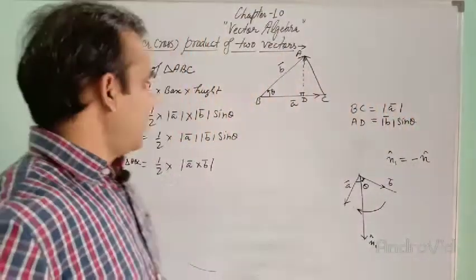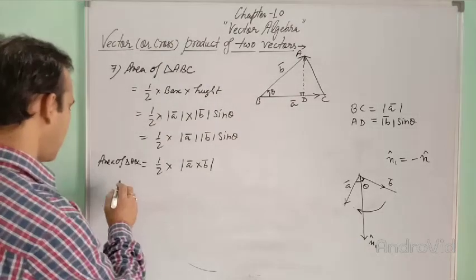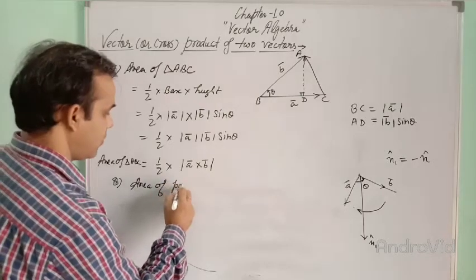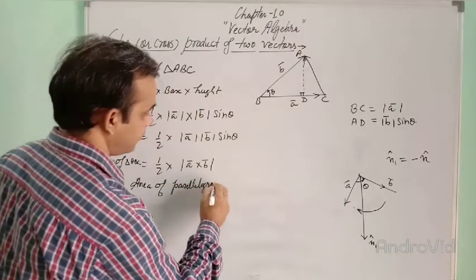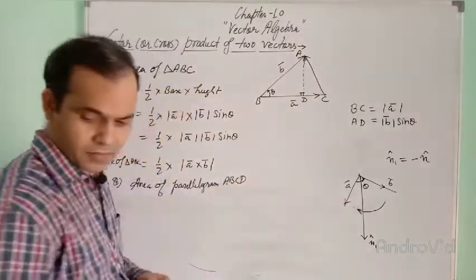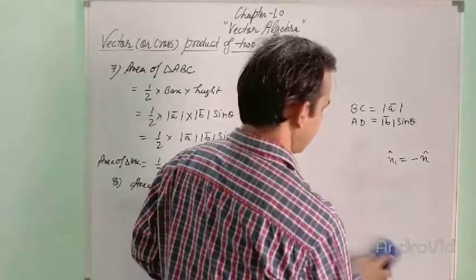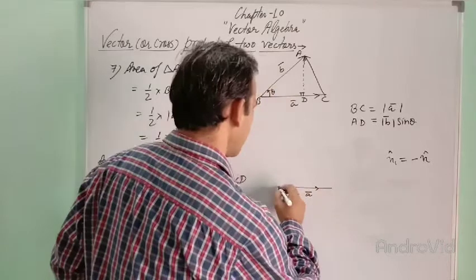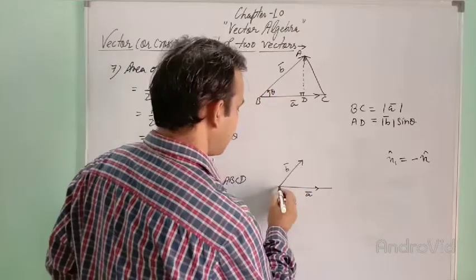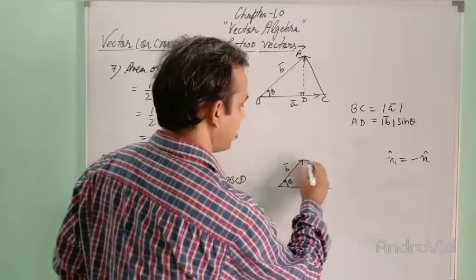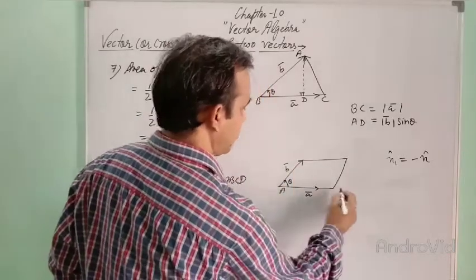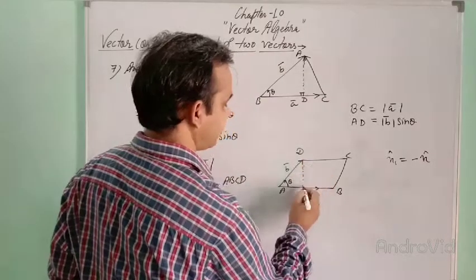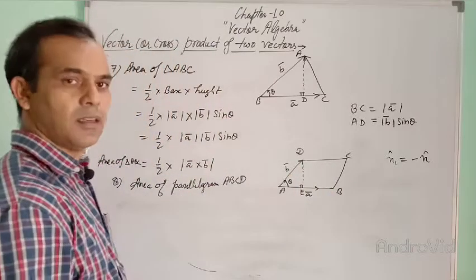In the same way we can get the area of a parallelogram. So the last point I want to discuss is the area of parallelogram ABCD. Okay, so let's consider a parallelogram whose two adjacent sides are represented by the vectors A and B. Theta is the angle between them. This is the parallelogram ABCD, and this is the perpendicular DE. Okay, DE is the perpendicular.